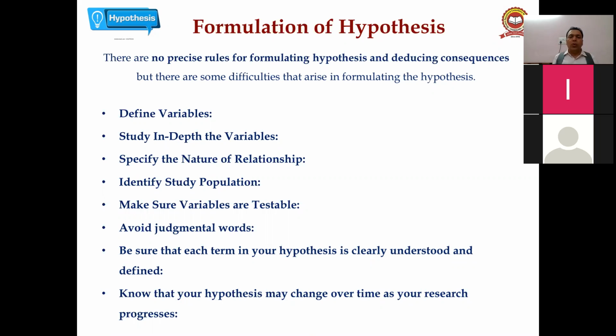Means whatever topic we are going to formulate the hypothesis on, whether this topic is valid or not, whether it is testable or not testable, right? And we have to avoid judgmental words. OK, we don't have to select any type of topic and formulate the hypothesis where we become judgmental, basically emotional. Emotionally we don't have to take any topic and formulate the hypothesis, where we already establish a result. Whenever we are formulating a hypothesis, we don't have to be judgmental, right? Next point is to be sure that each term in your hypothesis is clearly understood and defined. And the last one is to know that your hypothesis may change over time as your research progresses.